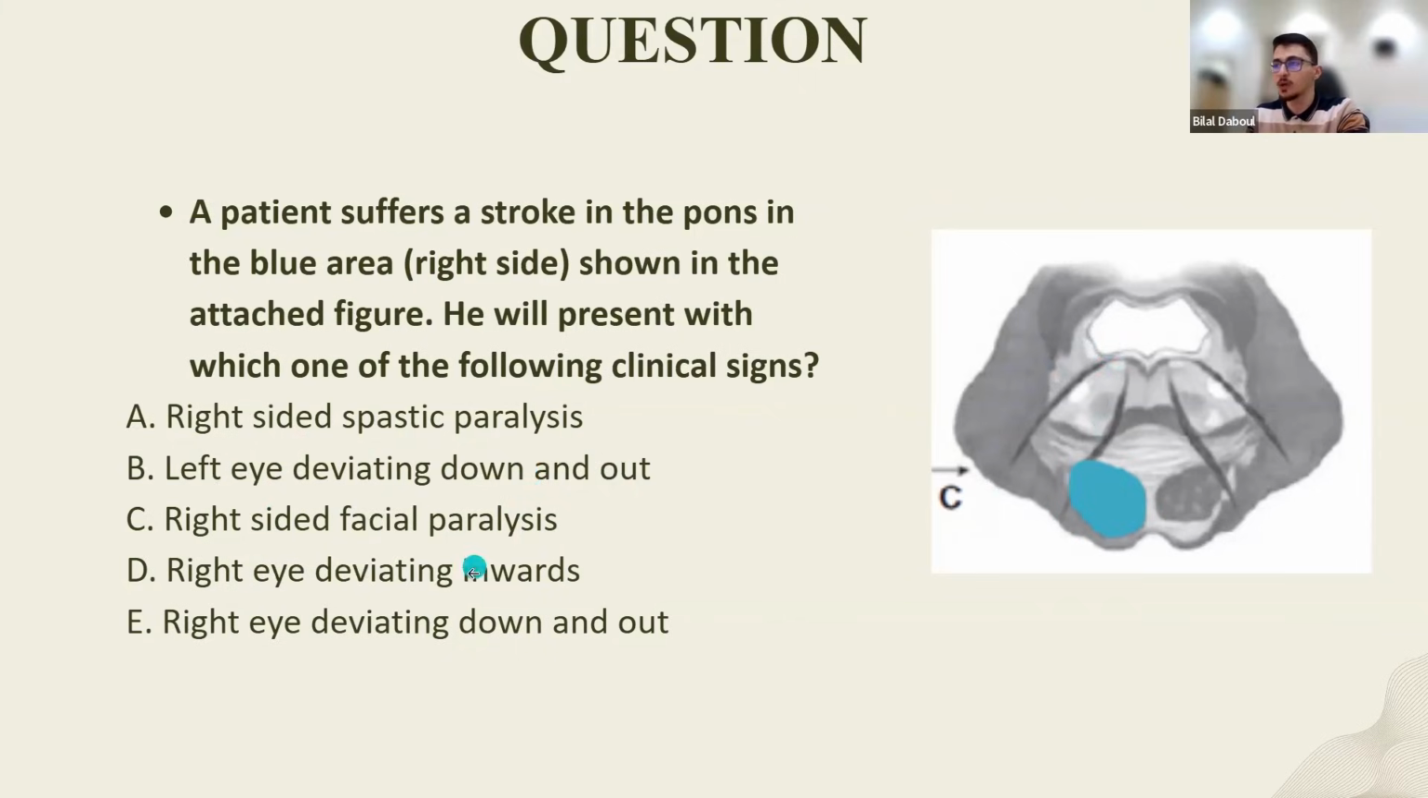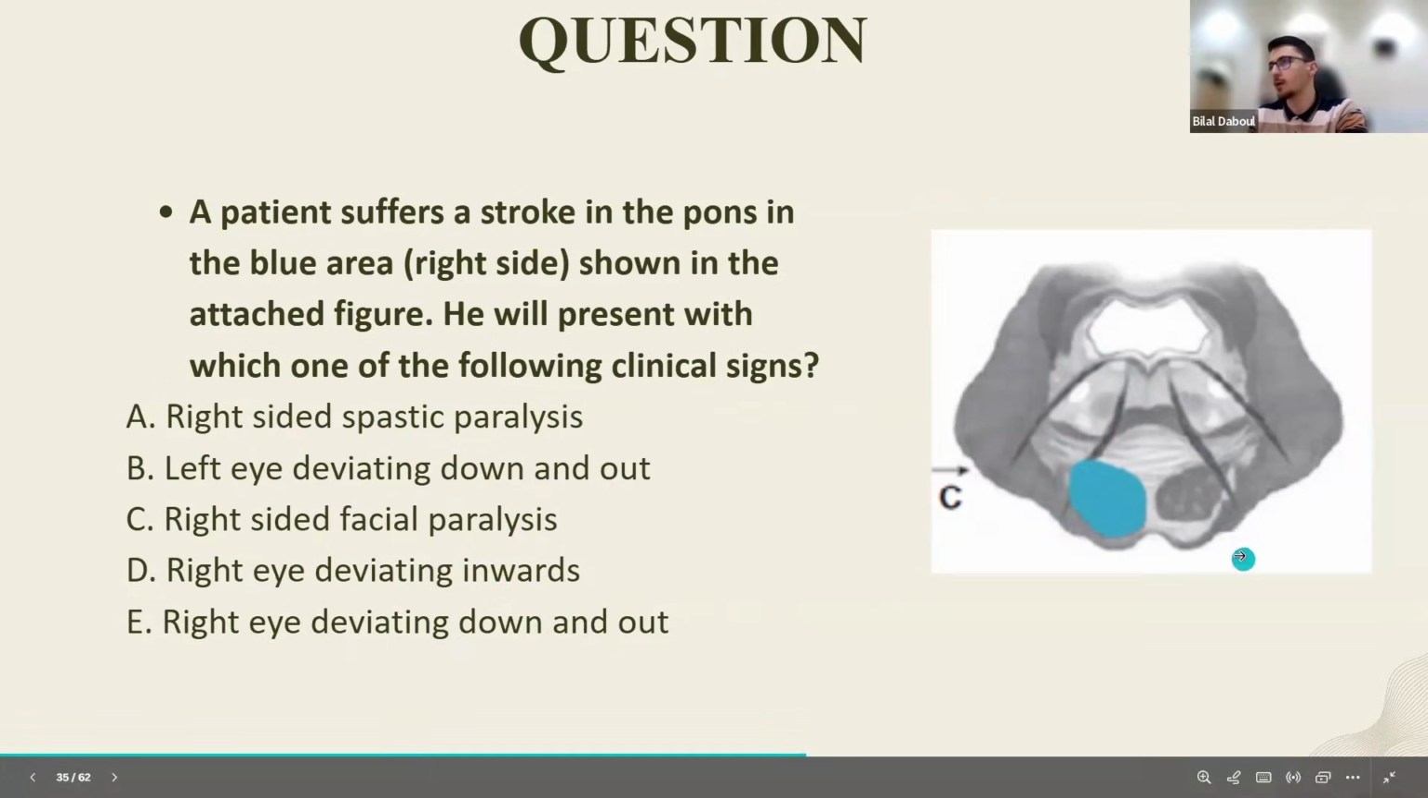Right eye deviating inwards, that's the correct option. So you would have left-sided spastic paralysis, and you would have a right-sided medial strabismus, or right eye deviating inwards. Right eye deviating down and out, again, that's also oculomotor palsy. So yeah, we proceed.